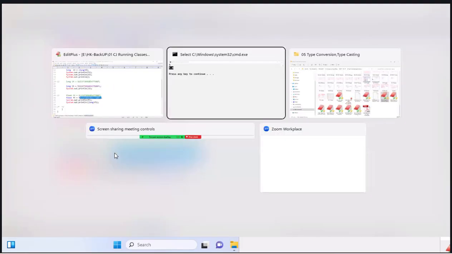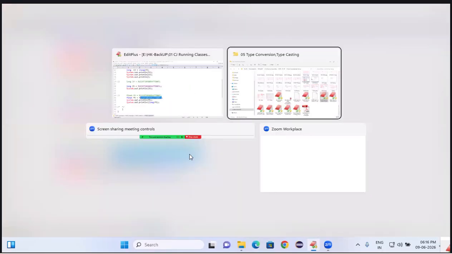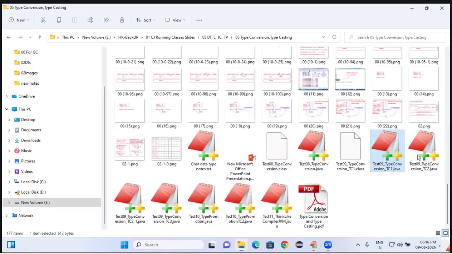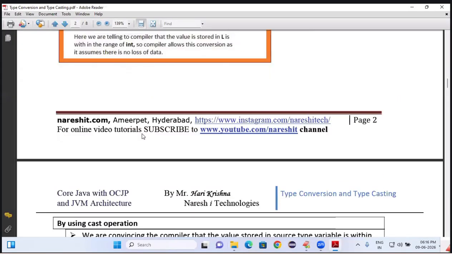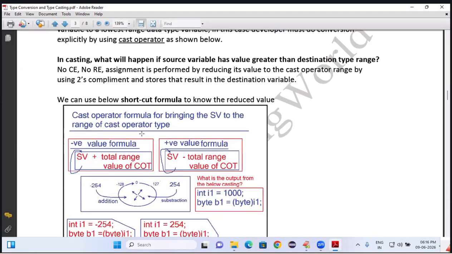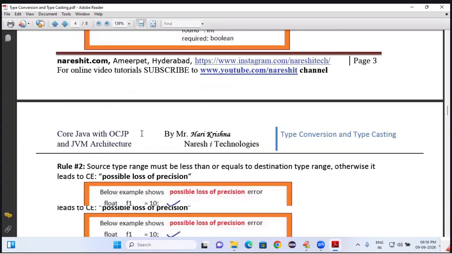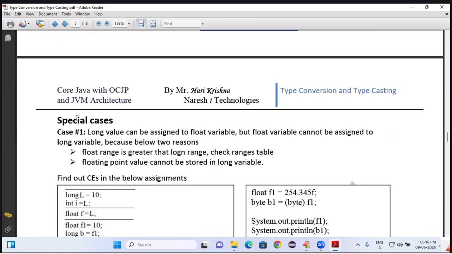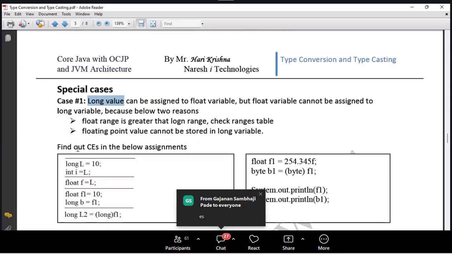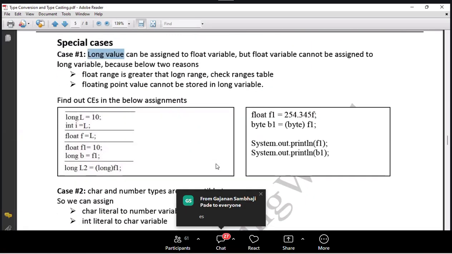Okay. Then the next important case is with the char data type. With the char data type, there is a horrible conversion. Everyone, please focus. Tell me now, character comes under a char set, right? Remember, I told you about the character set. Special case, case 1, long value.